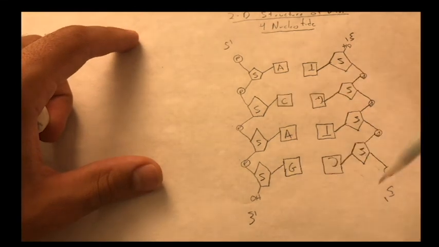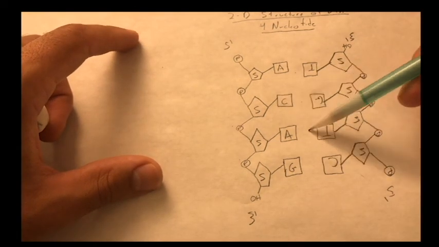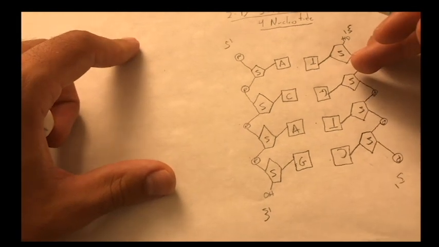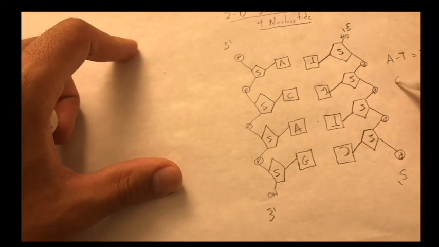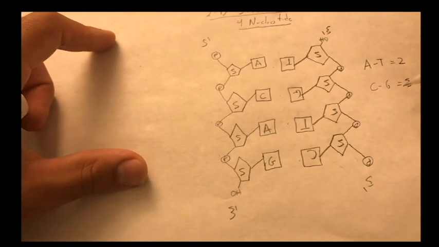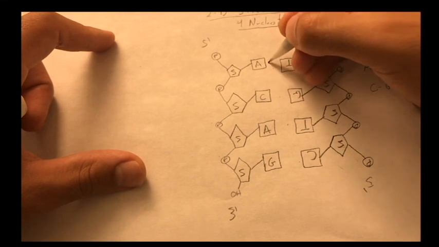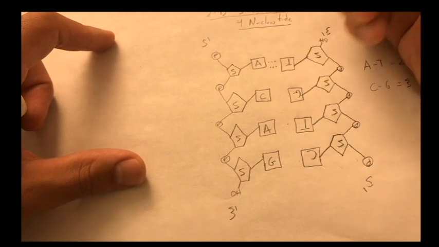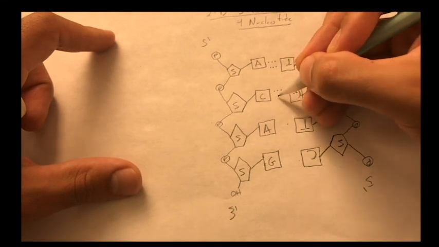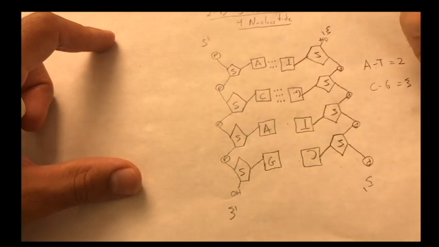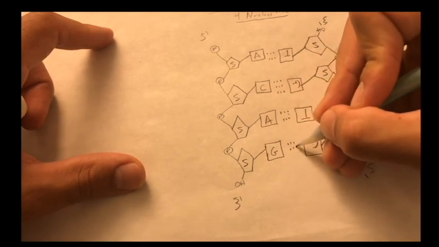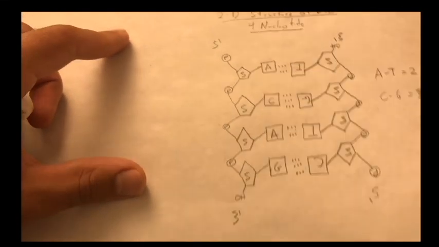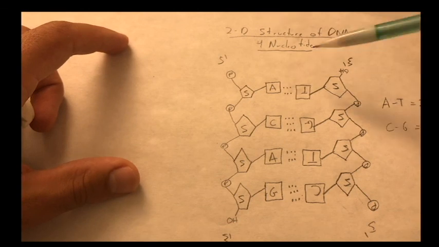Now there is one thing left that we forgot, and that is the hydrogen bonds. So now if you remember from the first half, A and T have 2 hydrogen bonds, and C and G use 3. And the way you delineate that is that you use dots. So we're going to do for A and T 2 sets of dots, C and G 3, 2, and then 3. And there you have it, the 2D structure of DNA, 4 nucleotide sequence.